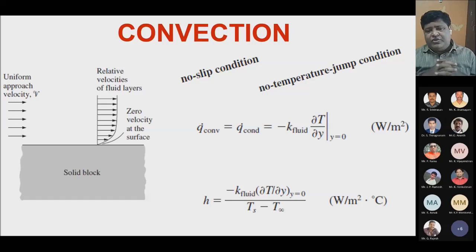But normally what we do is take it from correlations. Experimentally determined correlations are already available. Once the Nusselt number is known, from the Nusselt number we can find out H also. That is what we do analytically. In our calculations, we try to find out which Nusselt number correlation is suitable for the given problem, and from the Nusselt number we find the H value.